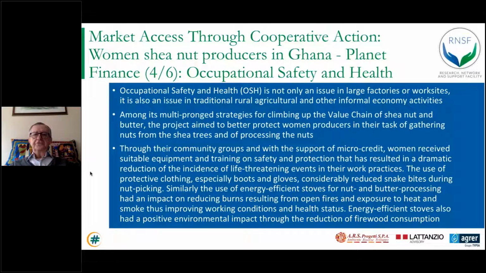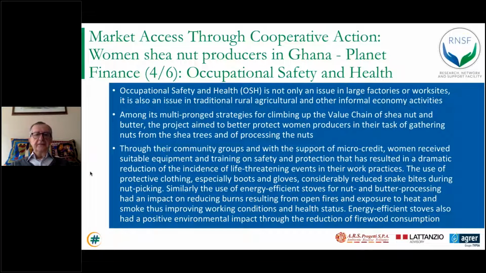Among the multi-pronged strategies for climbing up the value chain of shea nut, the project aimed to better protect women producers in their task of gathering nuts from the shea trees and of processing the nuts. Through their community groups and with the support of microcredit within the project, women received suitable equipment and training on safety and protection that has resulted in a dramatic reduction of the incidence of life-threatening events in their work practices.